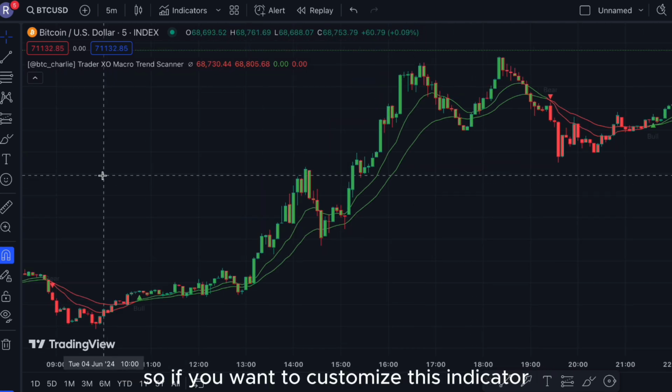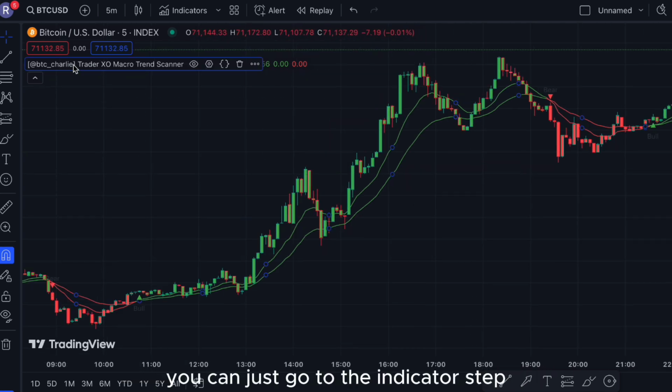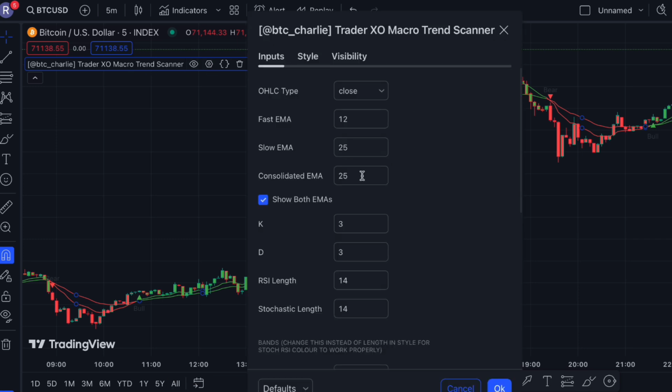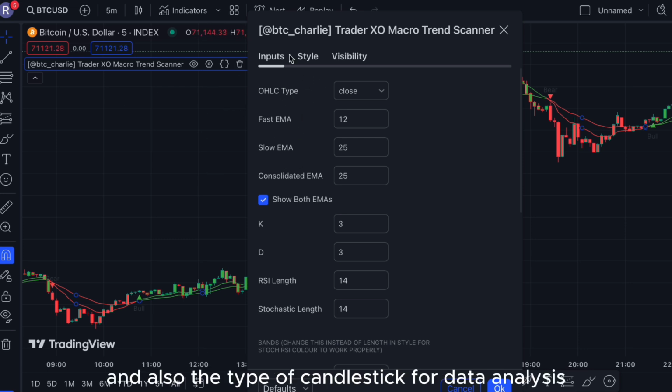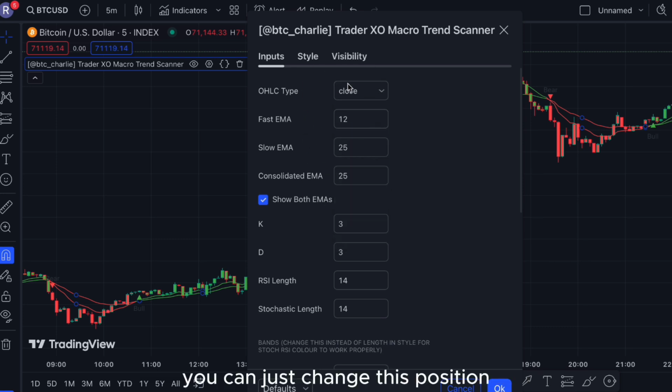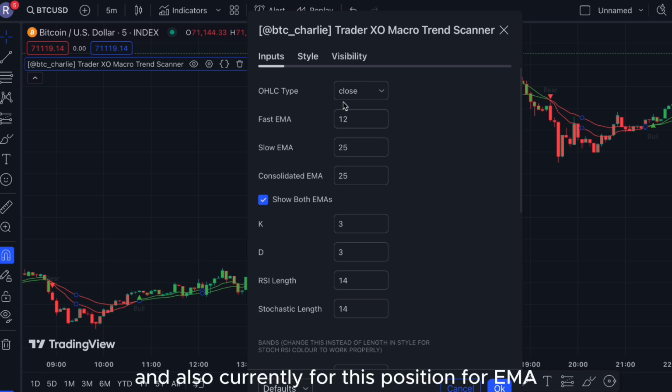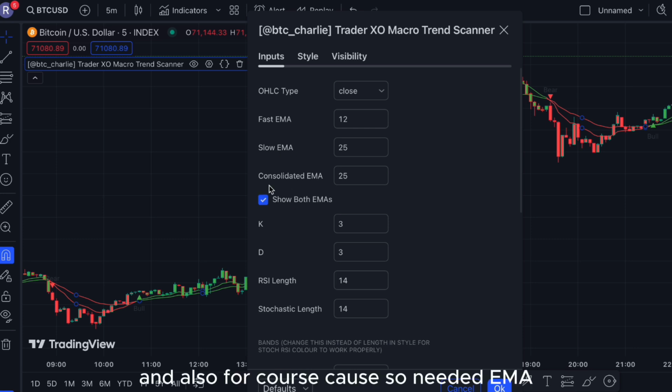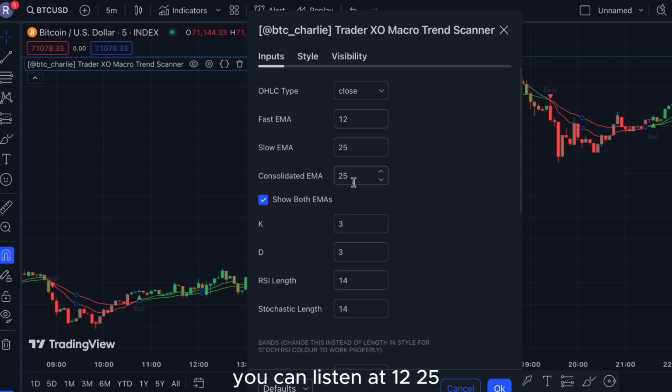If you want to customize this indicator, you can go to the indicators tab and press settings. Here, you can customize the EMA and also the type of candlestick for data analysis. For example, this currently uses the close of the candlestick, and if you want to change it, you can just change this option. Also, the fast EMA, slow EMA and consolidate EMA are currently set at 12, 25, 25.